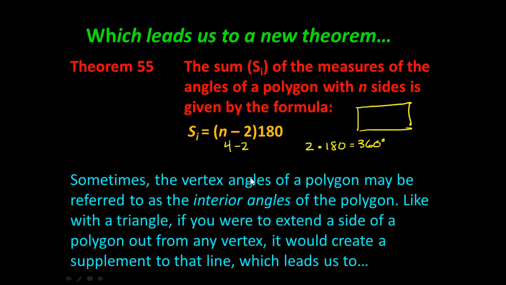And sometimes these vertex angles of a polygon may be referred to as the interior angles of the polygon. Okay, the inside ones, these vertex angles, that's inside the polygon. That's why we say sub I, interior. Okay? And now, like with a triangle, we kind of touched on this before.